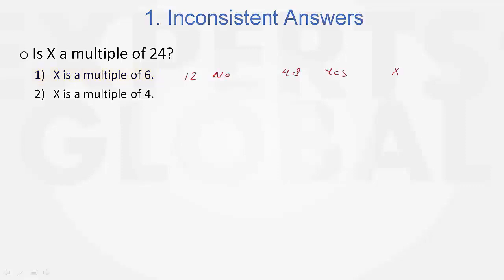Similarly, with statement 2, if I take the same examples, with 12, we get no. If we take something like 24 or 48, we get yes, and therefore, statement 2 alone is also not sufficient.